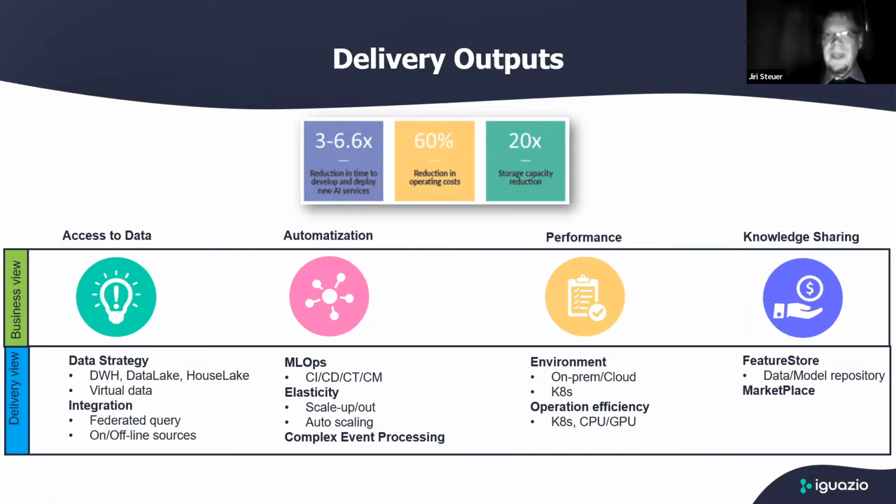What can we expect based on this improvement? You can see as delivery output these three main metrics. First, reduce time for delivery from 3 to 6.6 times. This range is based on the different complexity of machine learning models. Second, a very important point, 60% reduction of total operation cost. And the last point, 20 times reduction of the storage capacity.